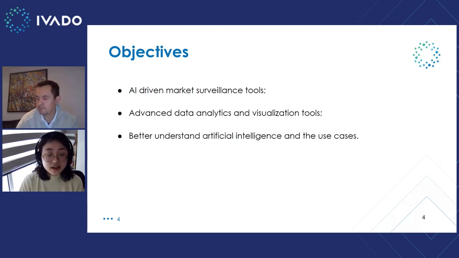And that's why we're looking for AI solutions, because we believe AI models have more capacities and may have some advantages and potential compared to the traditional methodology. A second reason is after the system flags the anomalies, we need to investigate and analyze those alerts. So we are interested in more advanced data analytics and visualization tools.